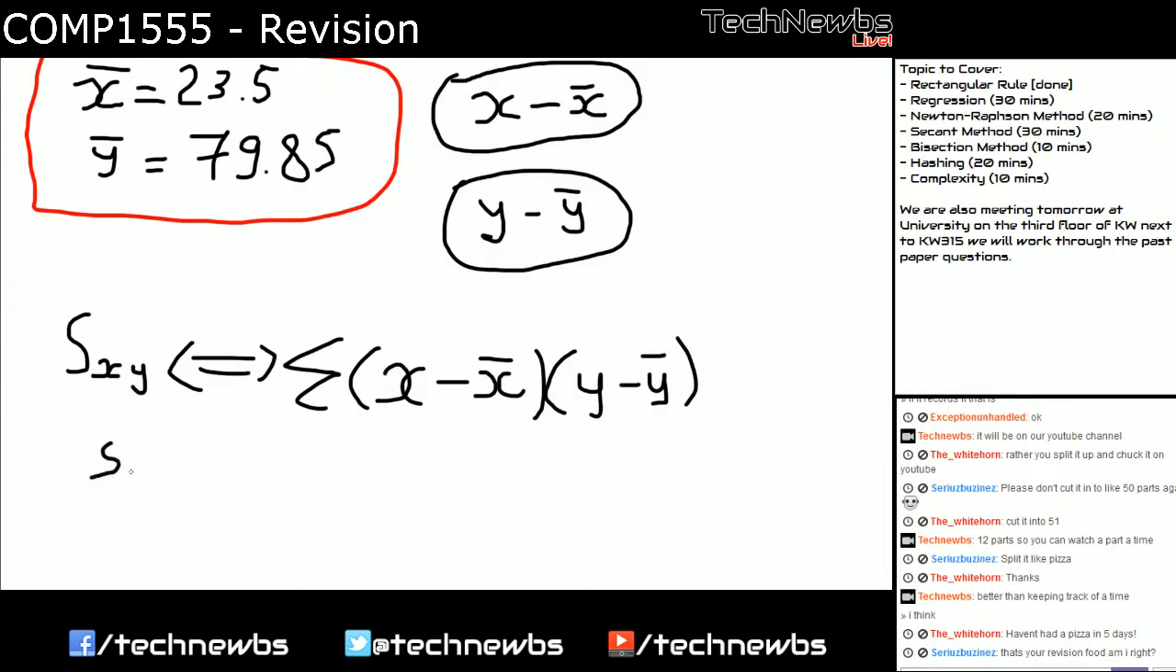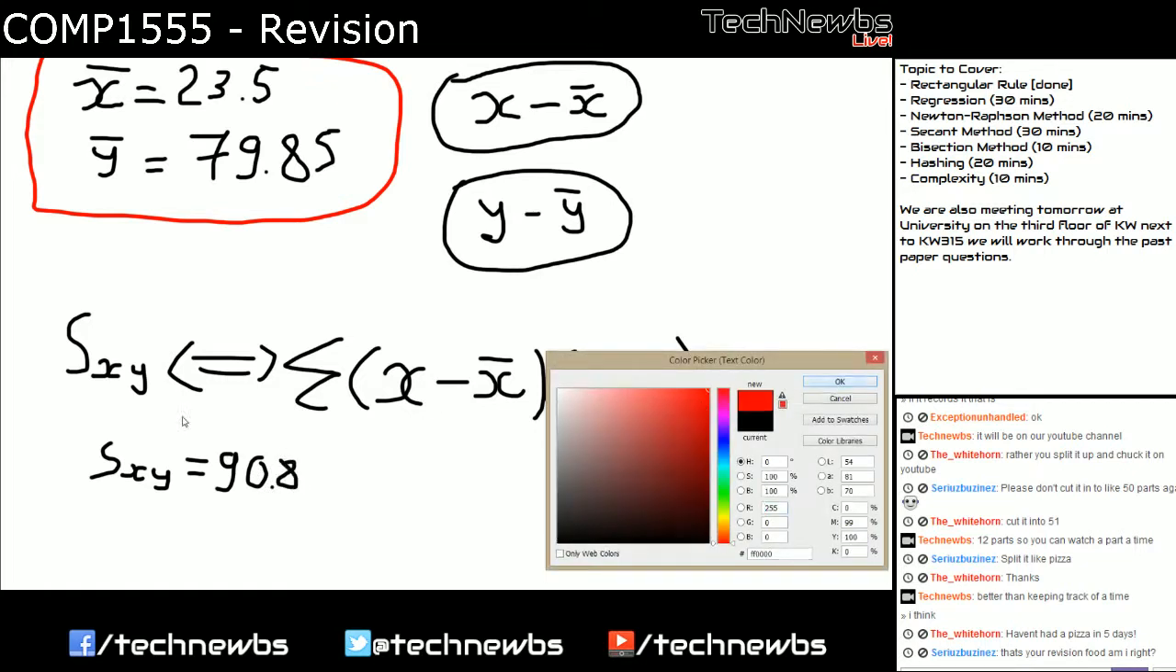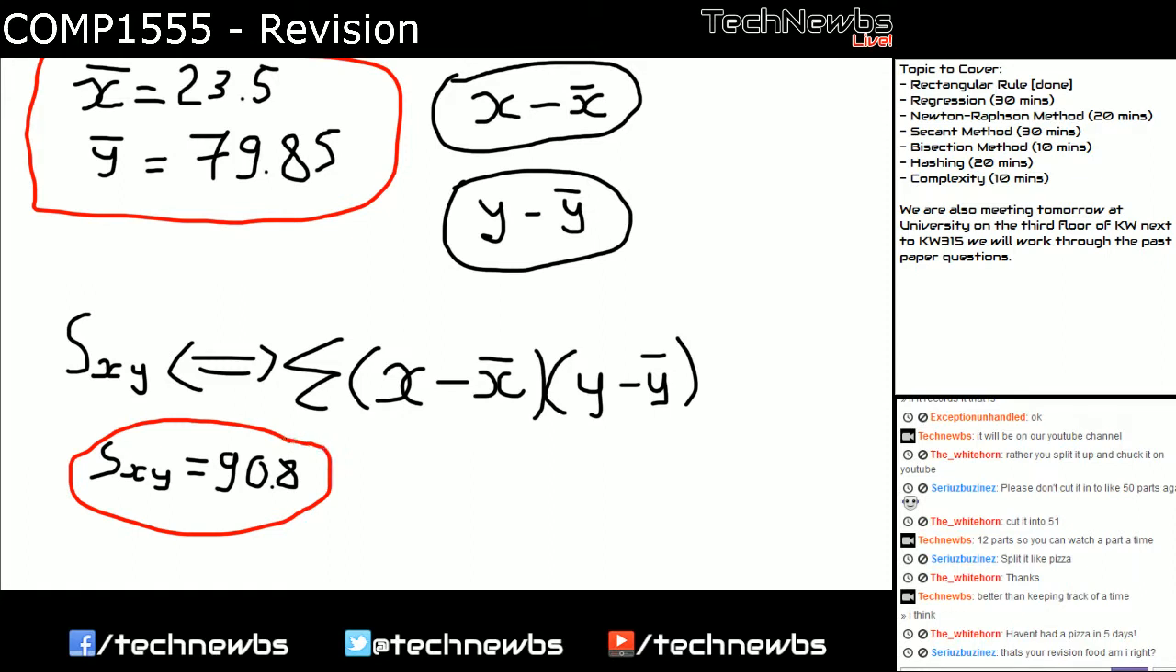So Sxy equals 90.8. This is another value we need.